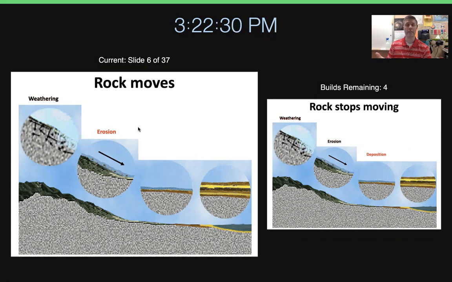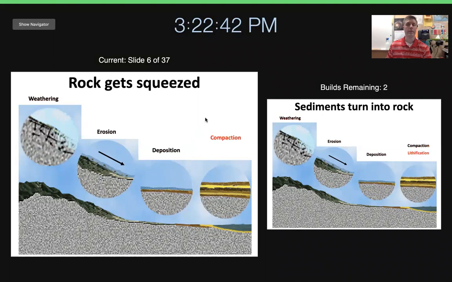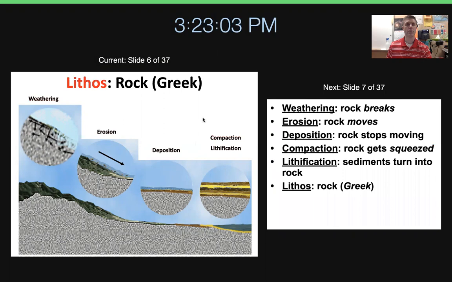Water is the biggest agent of erosion, then wind. Then deposition takes place. So it reaches some place where the sediment doesn't move anymore and is deposited. Then you have compaction from other layers of sediment on top of it, pressing down and squeezing that. And then eventually, through some other processes, there's lithification, where all that sediment, separate little pieces, then becomes one cohesive rock through the process of lithification. And lithos means rock in Greek.